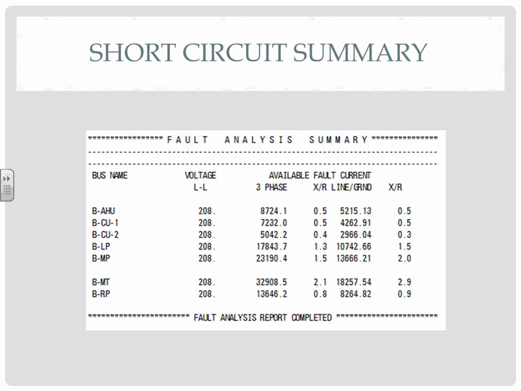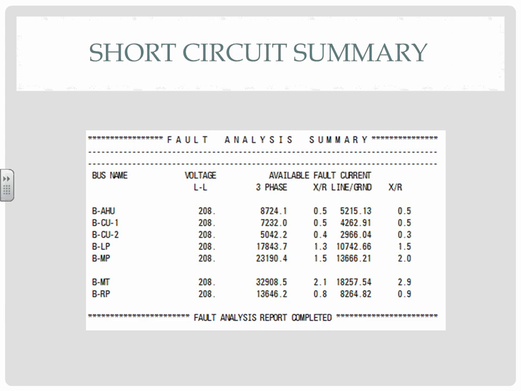Which brings me to my short circuit summary. After we had all of our data inputted into our one line diagram, the whole system, we ran the fault analysis summary, and it gives you readings at each bus name. So for the air handling unit bus, you're going to have 8,724 amps for a three phase fault.